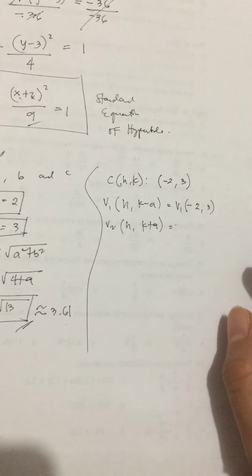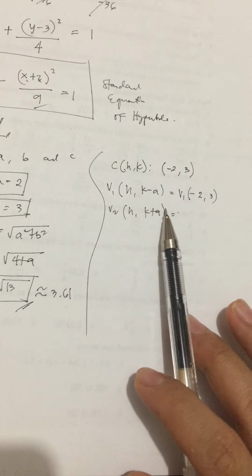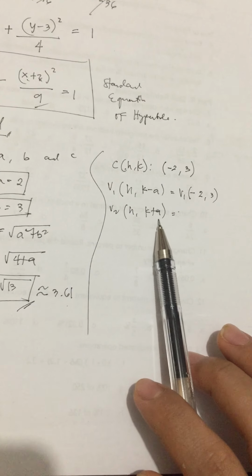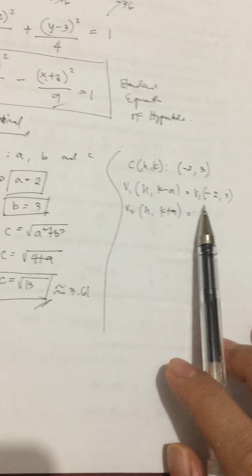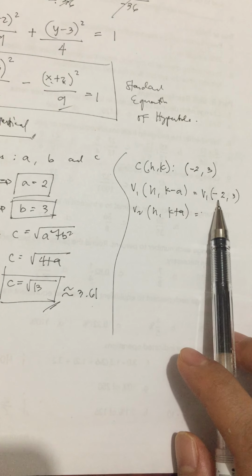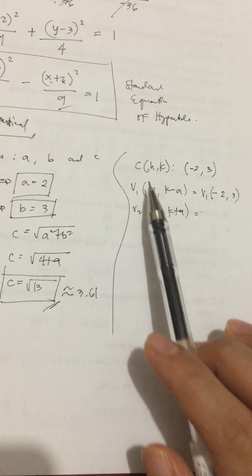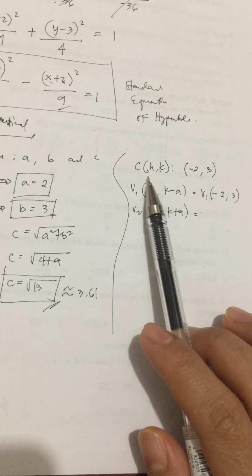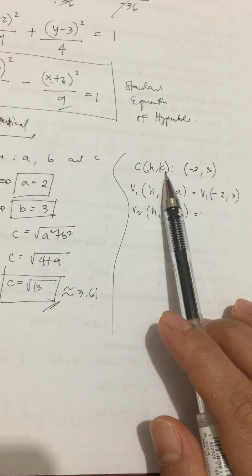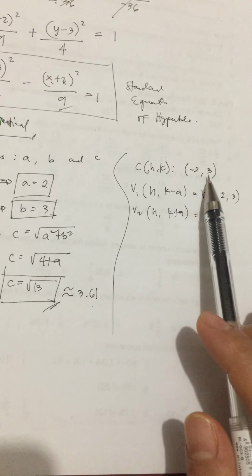Okay, so then we are going to proceed now with the properties. We are going to find the vertices, the foci, the equation of the asymptote, the center, and then the graph of the hyperbola. So first, we are going to find the center. Given h, k, that would be negative 2 and 3.